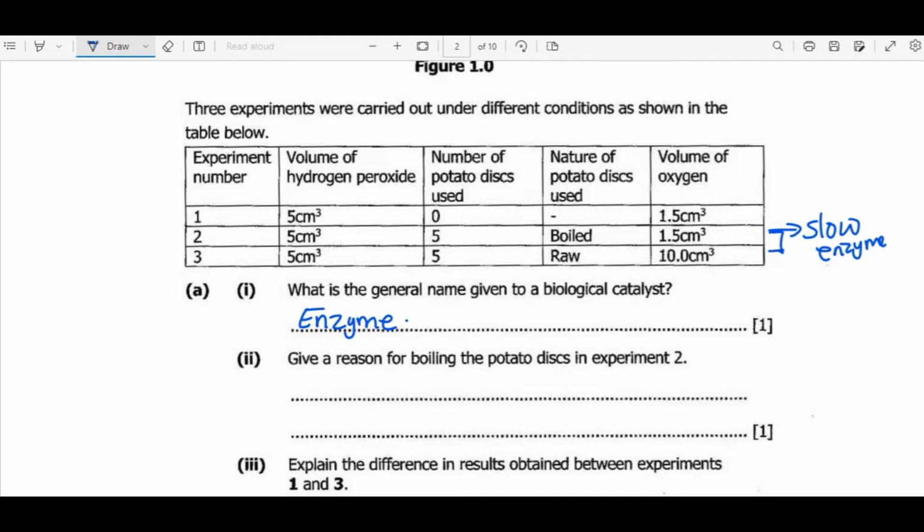Now, what was the effect of boiling the potato disc? It was to denature the enzymes. So say to denature the enzymes. Denaturing simply means to change the original shape of the enzyme so that the substrate can no longer fit. So that is what we are looking at here.